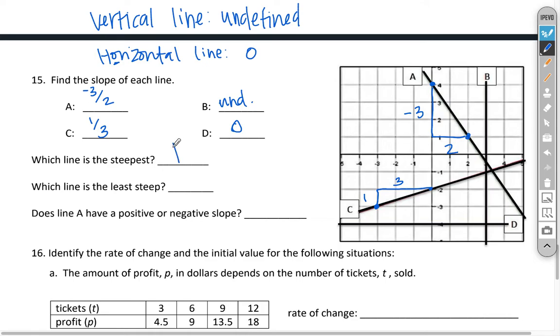So steepest is B. And then least steep, I think of this as which is the least boring, right? Like which is going to not move you at all. I don't know why I said least boring.